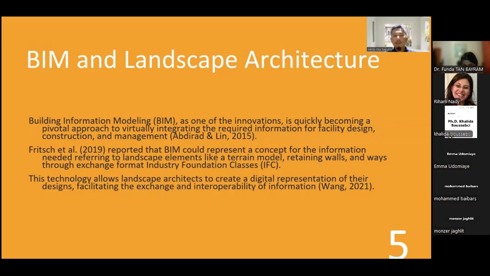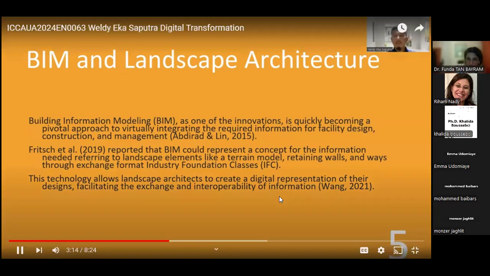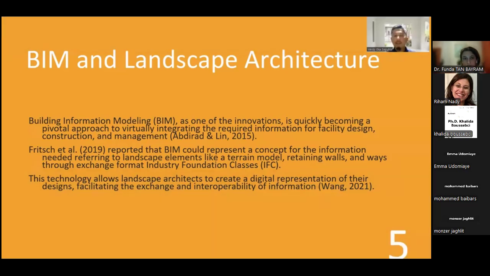The second thing, according to Fritsch in 2019, reported that BIM could represent a concept for the information needed referring to landscape elements like a terrain model, retaining walls, and ways, through the exchange format Industry Foundation Classes. So we can make a model of the landscape architecture using BIM. And the third is that this technology allows landscape architects to create a digital representation of their design, facilitating the exchange and interoperability of information, according to Wang 2021.